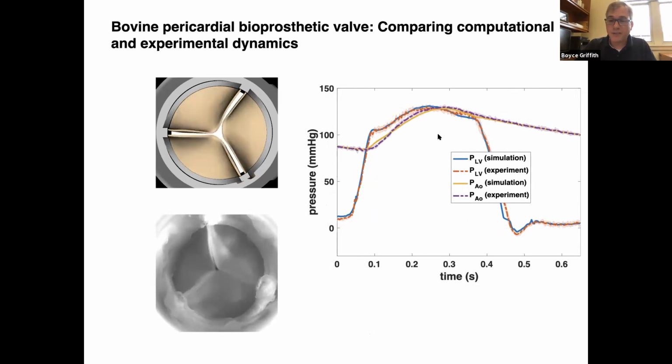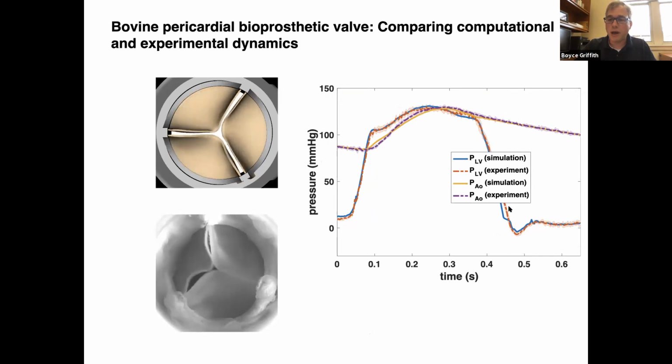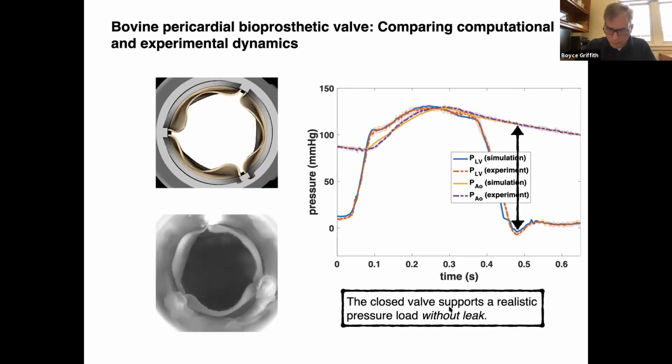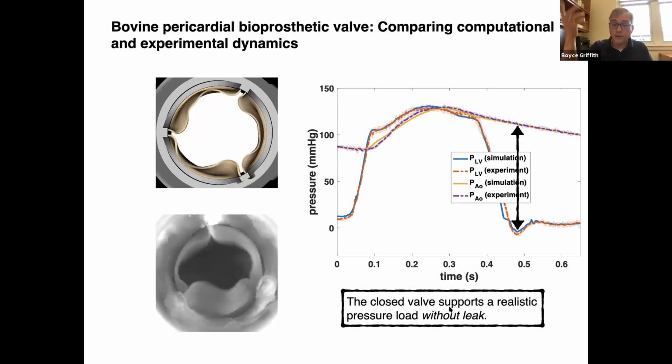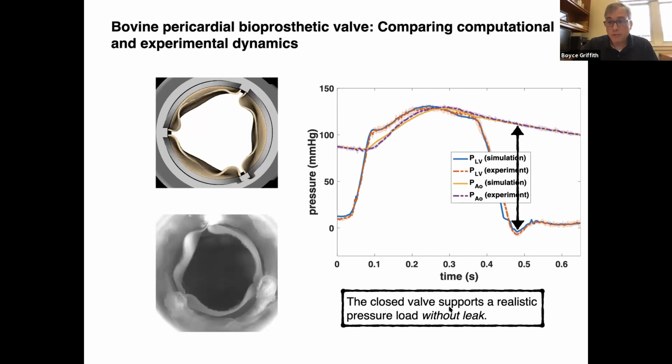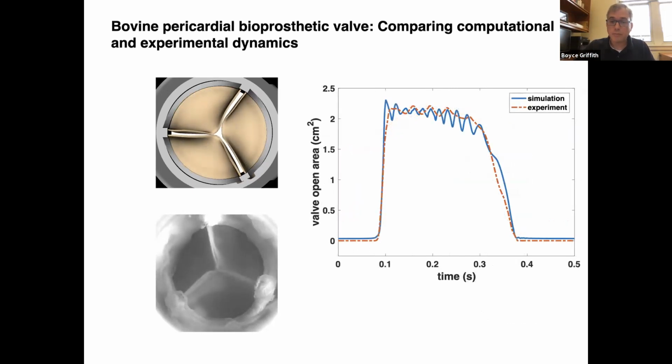And we get, I would say, better agreement for the pressure. So this is the driving pressure. This is the loading pressure. And a crucial thing, if you want to model multiple cycles, is that the closed valve closes. It doesn't leak, and it supports a realistic pressure load.